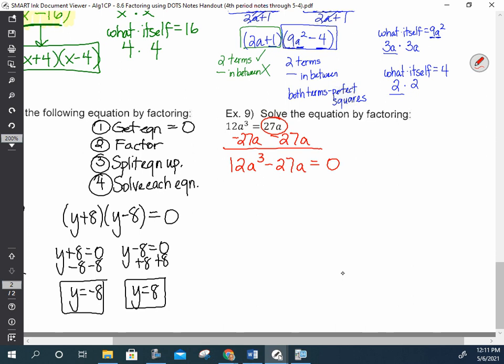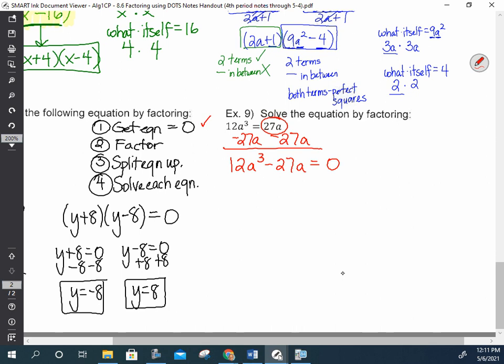So 27 minus 27 is 0. 12a to the third minus 27a. So that's what we have. So we're done with step number 1. Step 1 is taken care of. Now we got to factor.